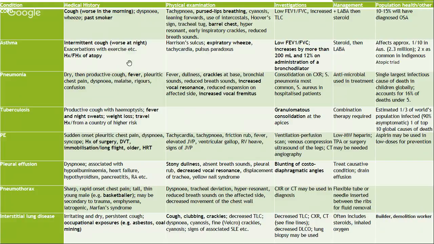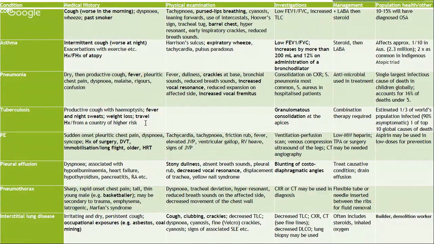In asthma, you'll be expecting an intermittent cough that's usually worse at night and exacerbated by certain factors such as exercise or smoking. It's accompanied by an expiratory wheeze, and there might be a history or family history of atopic conditions. So that's hay fever, eczema, or asthma, and they're all associated. Here you'll have the low FEV1 over FVC, and it will increase by at least 12% upon administration of a bronchodilator. In terms of pneumonia, it'll be a dry and then a productive cough accompanied by fever, and you're looking for signs on examination such as crackles, increased vocal resonance, and increased vocal fremitus.